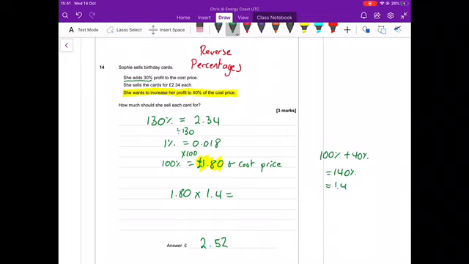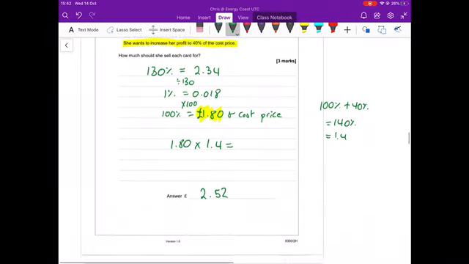So it was 30% over, work out 1%, work out 100%, and then we need to add 40% onto that. However you want to do that, you should always get £2.52 at the end, okay? It's called reverse percentages, that.